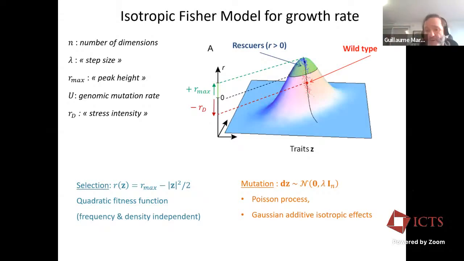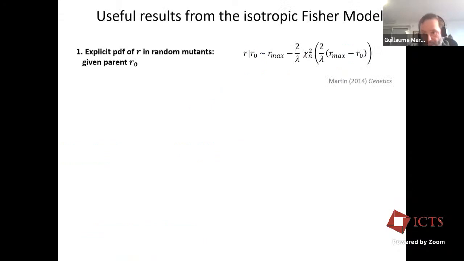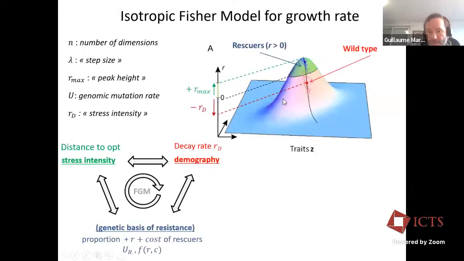Here we will not make the assumption of the infinitesimal model, of course, because there's no recombination, and depending on the case we will not necessarily assume weak selection. Okay, so we have this connection, and now what do we do? Well, we use a set of results that we have on what happens to the distribution of mutants under this model, the mutant growth rates.